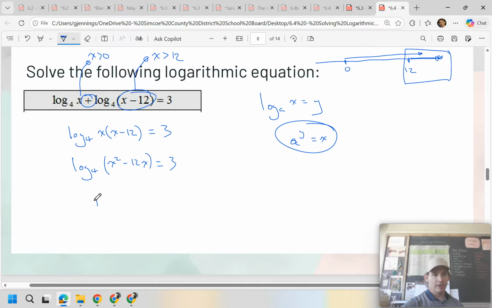I guess so. 4 to the 3 equals x squared minus 12x.